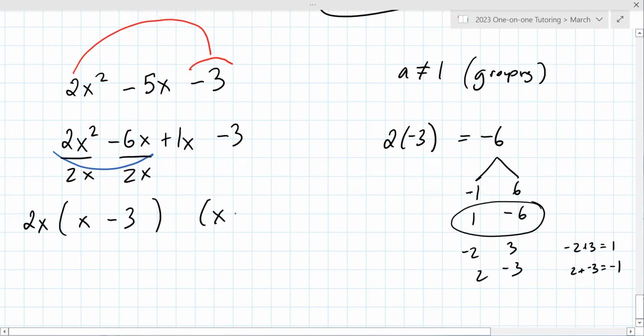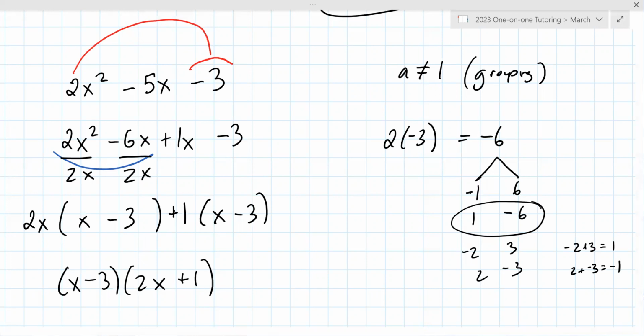Good. And then you immediately write that over here and you try to figure out what goes here such that when you multiply in, you get back to the previous line. It's exactly the same as the previous line, so that's plus 1. So this becomes x minus 3 times 2x plus 1. So go ahead and get that down. That'll probably take us to the end of our lesson for today. Okay.